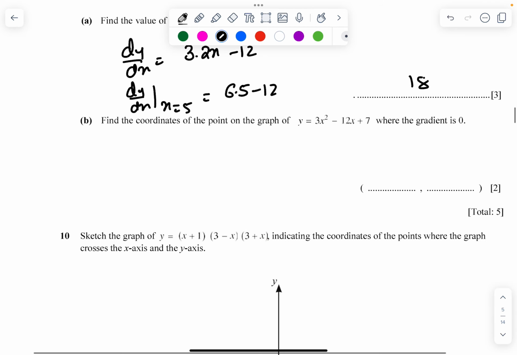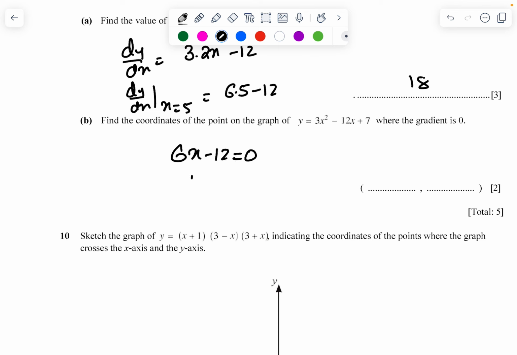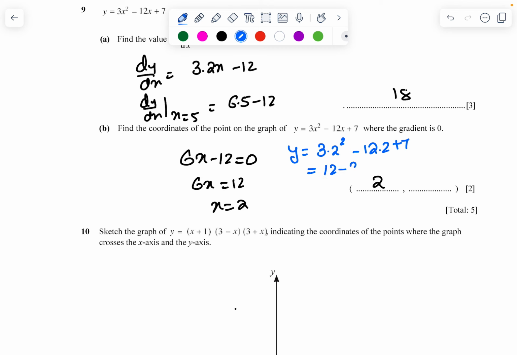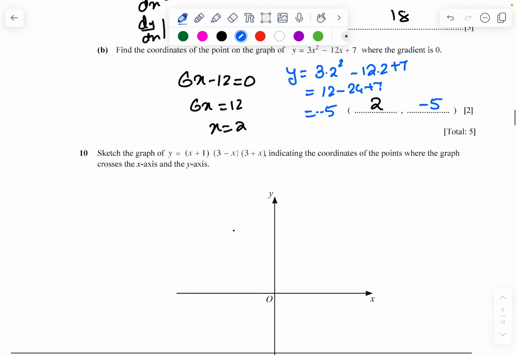Find the coordinates of the point when the gradient is 0. So 6x minus 12 equals 0, 6x equals 12, x equals 2. So plug in x equals 2. So what do I get? When I substitute x equals 2, y equals 3 times 2 squared minus 12 times 2 plus 7. That's going to be nothing but 12 minus 24 plus 7, which is negative 5. So (2, negative 5) is the answer.